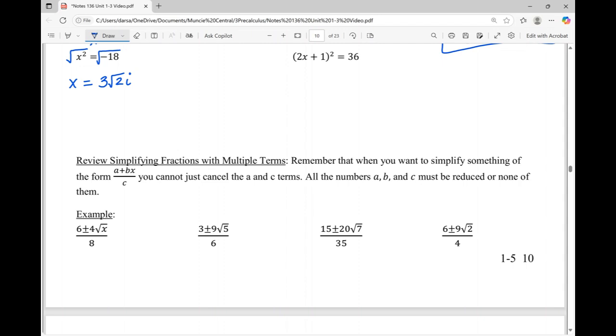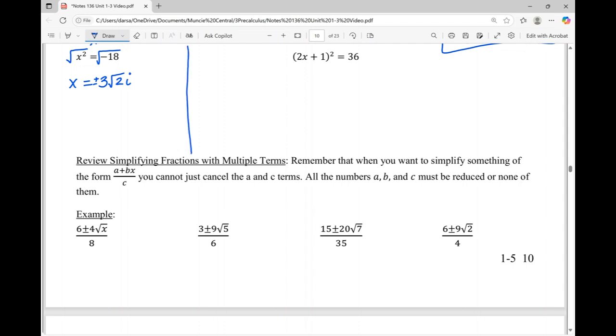What have I forgotten? That's right. If you have something squared, there should be two answers. So when you take the square root of both sides, you've got to remember to add plus or minus. So the square root method can also result in imaginary answers. We need to keep that in mind.